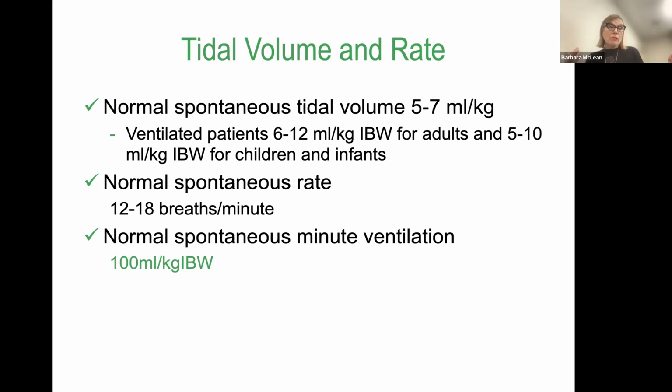Okay, so 6 to 8 mLs per kilogram. Ideal body weight or predicted body weight, which really has nothing to do with weight, just has to do with gender and height. Our normal spontaneous rate is 12 to 18, and normal spontaneous minute ventilation is about 100 mLs per kilogram of predicted body weight.